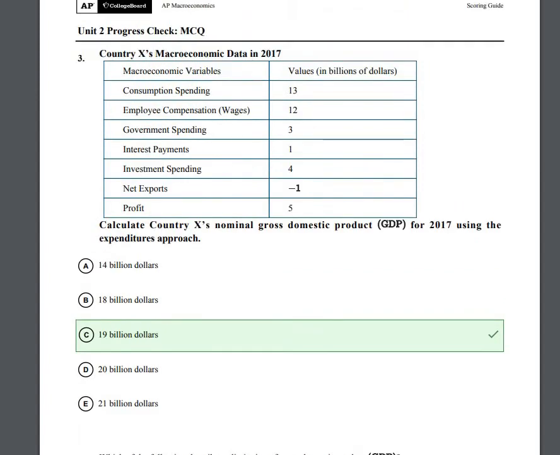Number 3, country X's macroeconomic data in 2017. You calculate country X's nominal GDP for 2017 using the expenditures approach. You would add up consumption spending plus government spending plus investment spending plus net exports, and if you do that, you would get $19 billion.